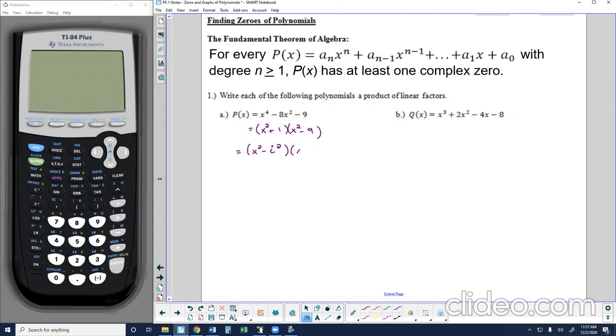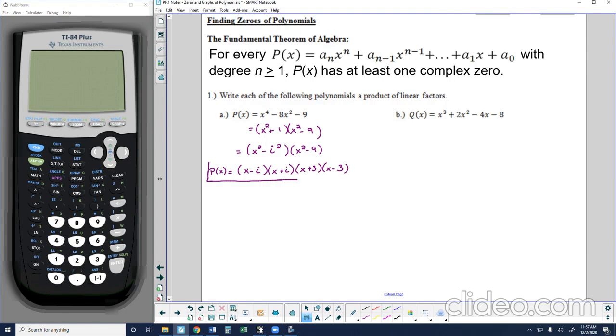The reason that I did this was because now it rewrites this equation as a difference of 2 squares. And any difference of 2 squares can be written as a product of the conjugates. So if I want to factor x squared minus i squared, this would be x minus i and x plus i, the conjugate of the root of both of these terms. I can do the same thing with x squared minus 9 and get x plus 3 and x minus 3.